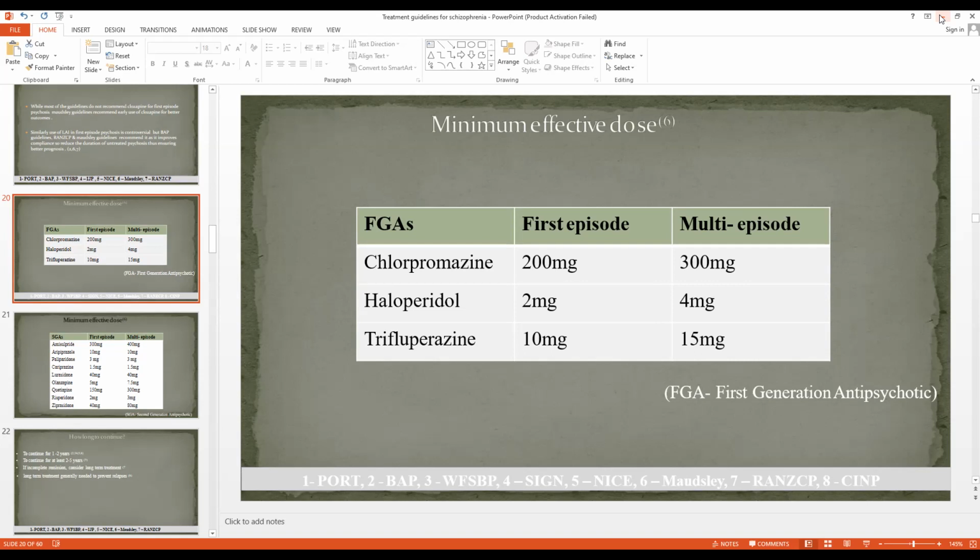Monitoring every 3 months. For other antipsychotics, it becomes baseline and generally 6 months.